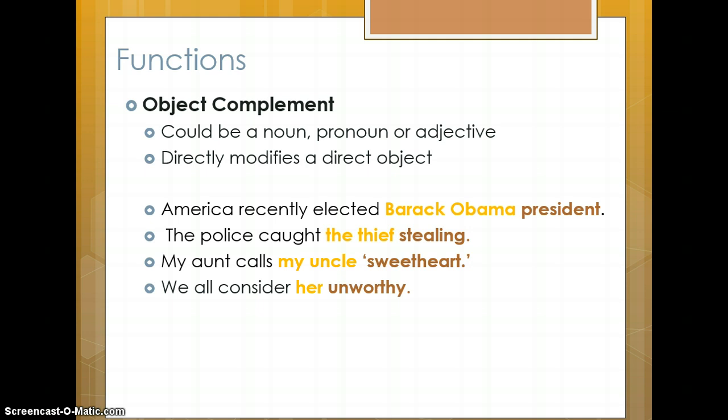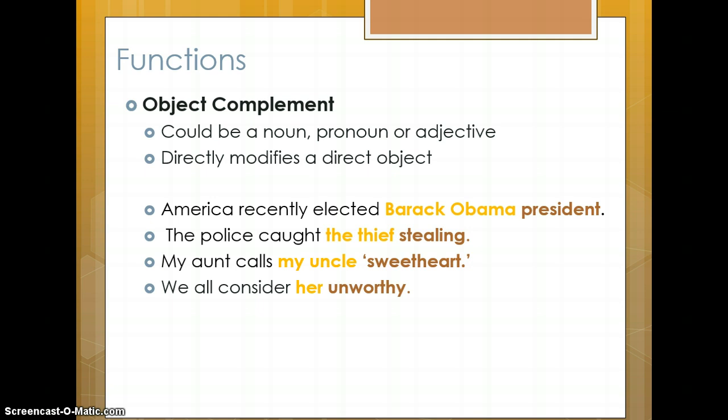So what you see in dark brown is going to be your object complement. Okay? America recently elected Barack Obama. Elected is your action verb. Barack Obama, that's your direct object. What did they elect him? They elected him president. President is your object complement. The police caught the thief. Well, that's just fabulous. It works just fine on its own. Caught is your transitive action verb. The thief, that would be your direct object. Stealing modifies the thief. They caught the thief doing what?